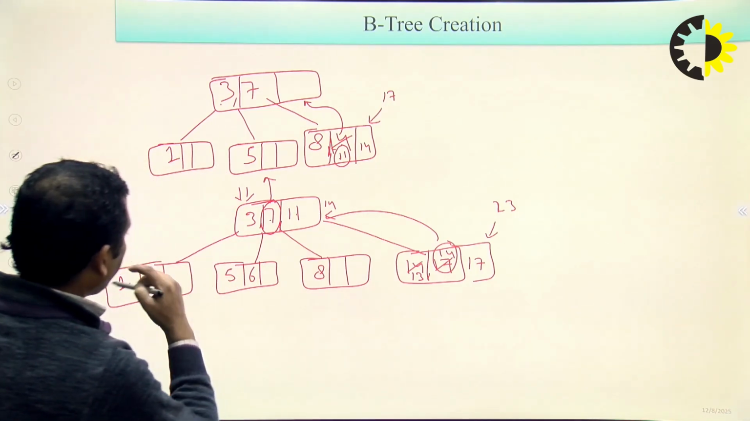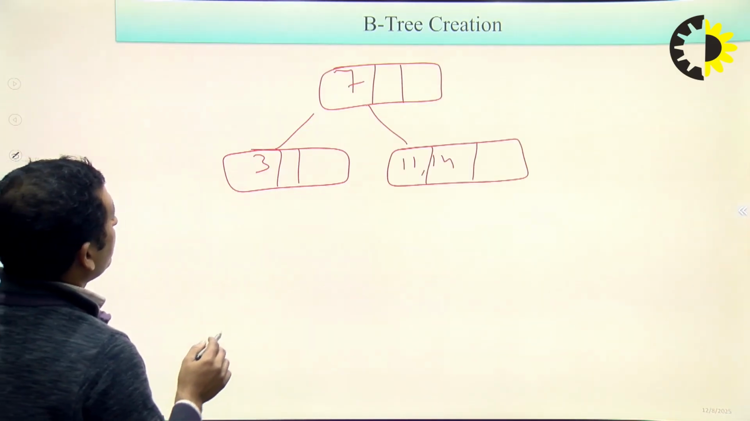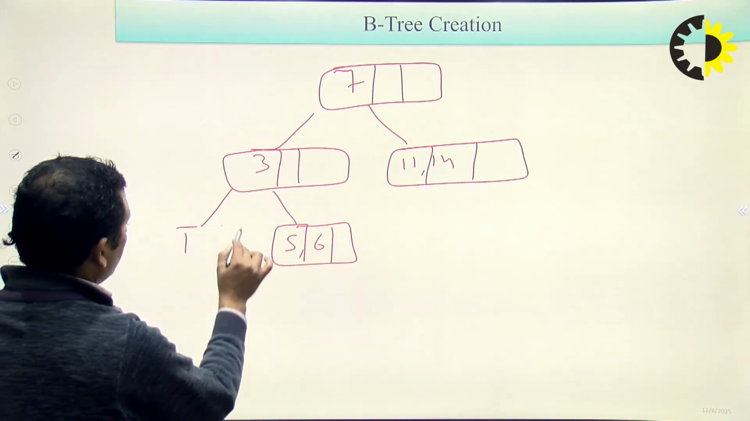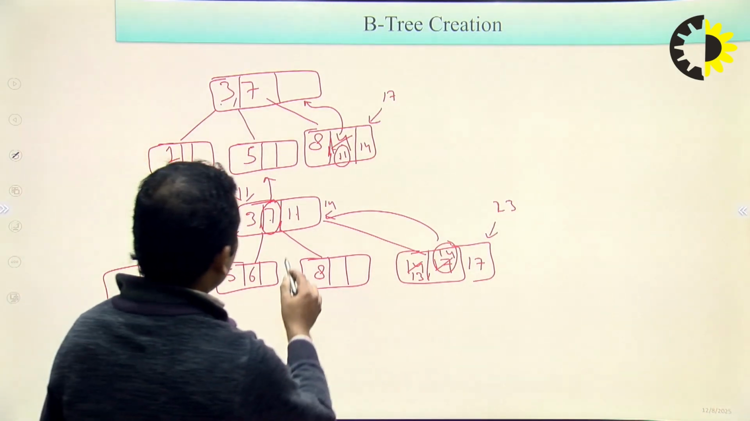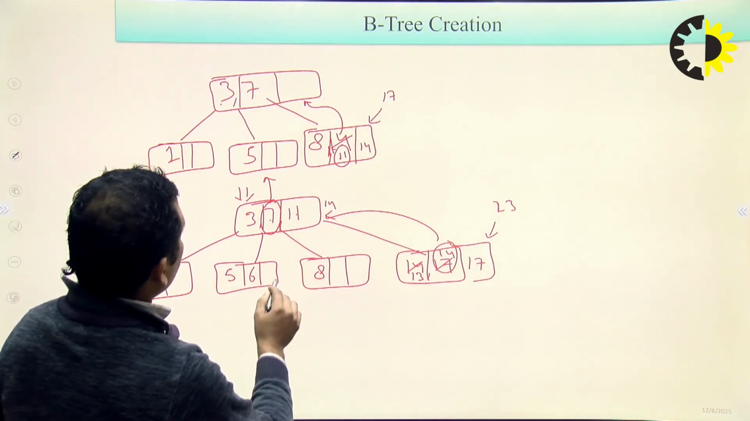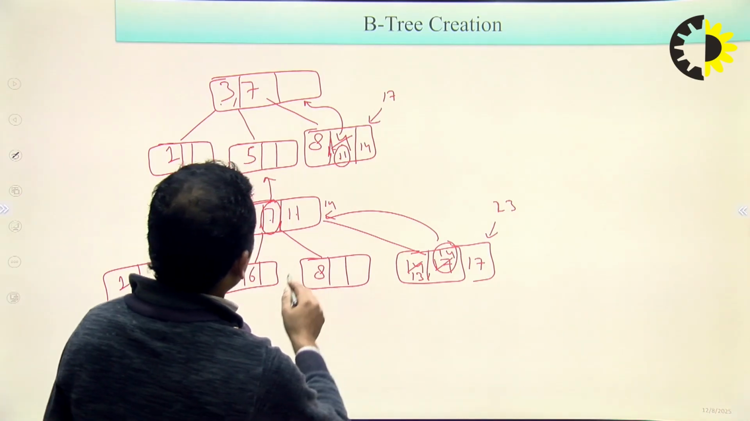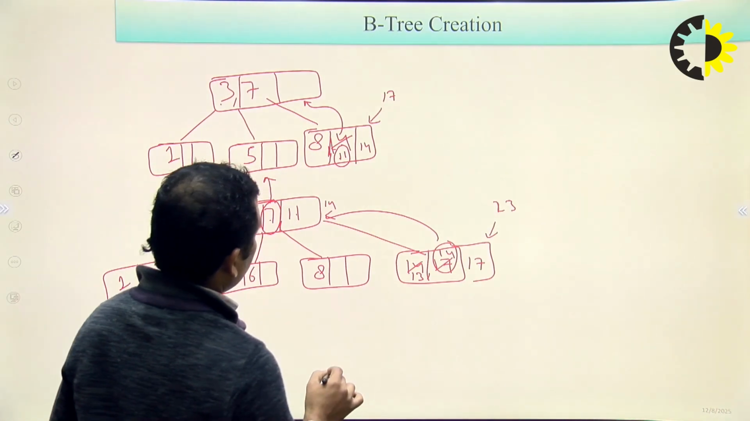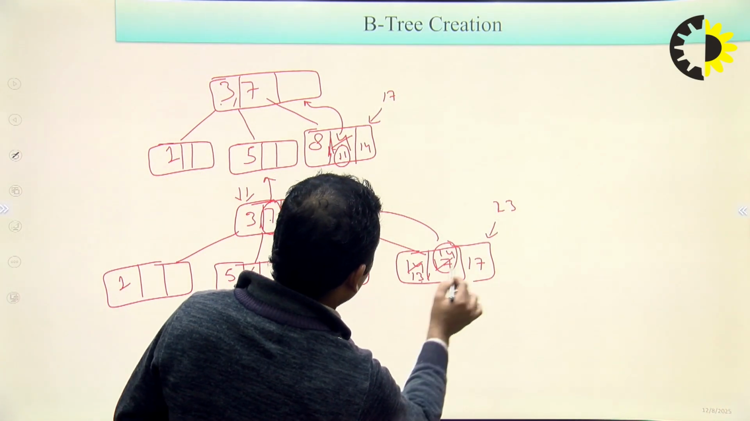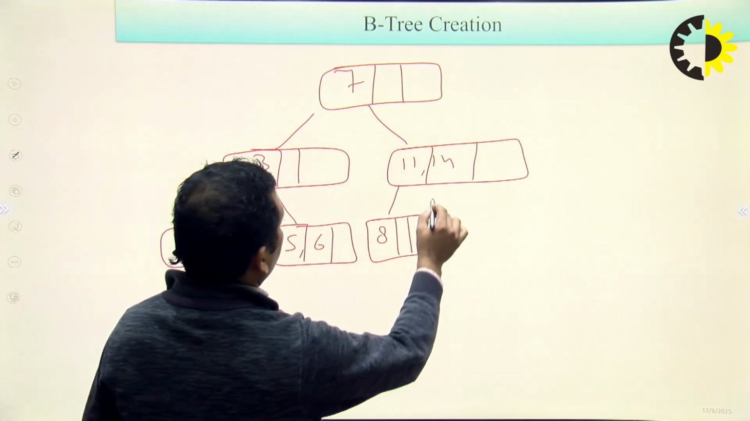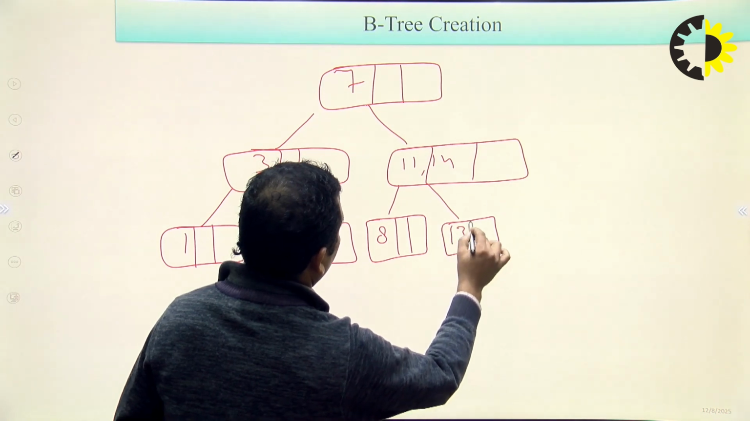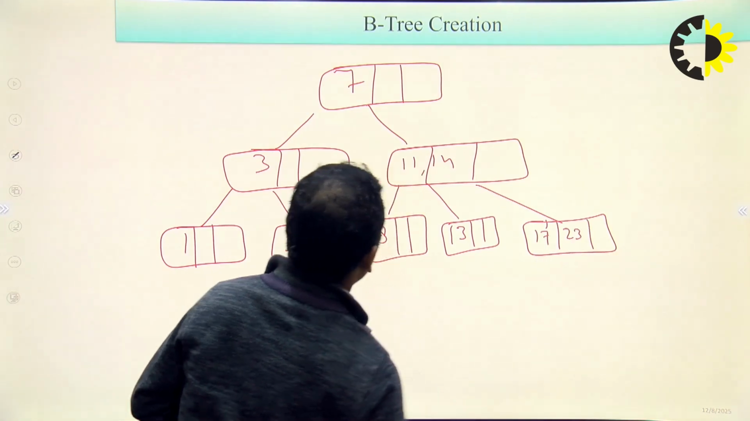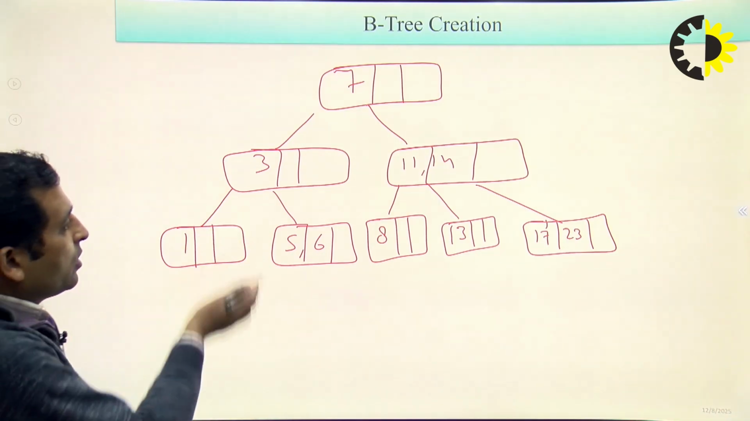Now here 1, 5, 6, this is 8. Now this is split in two parts, 13, and 17 and 23. So in this manner the tree goes upward.